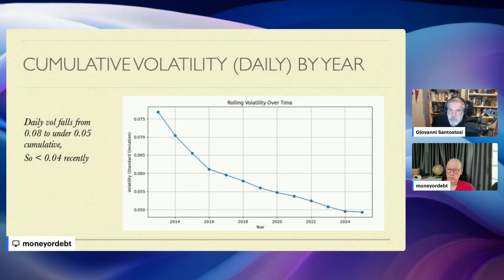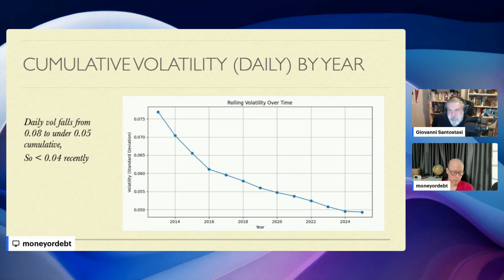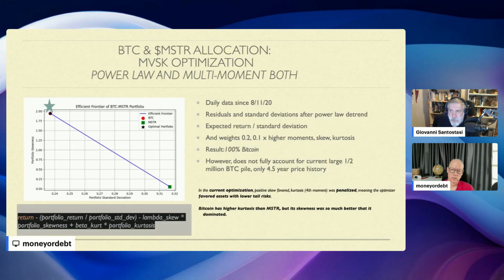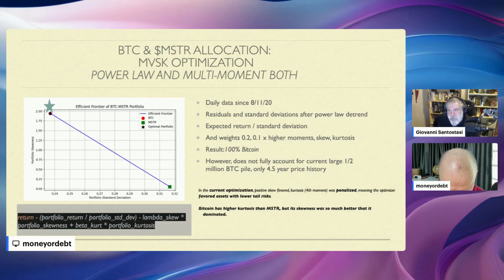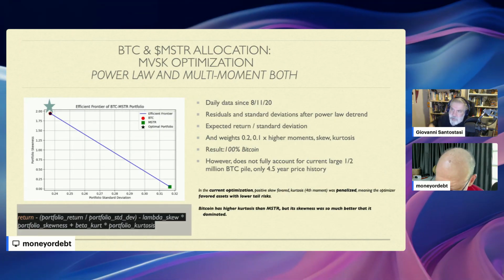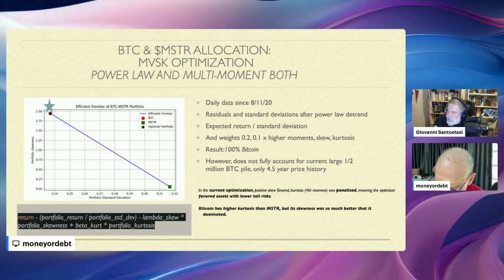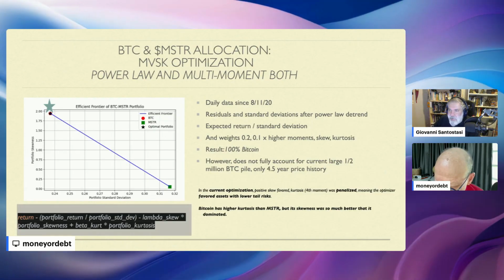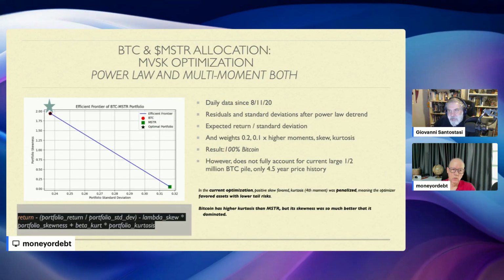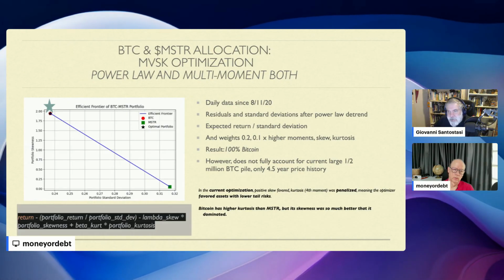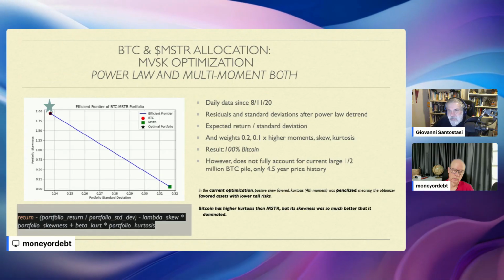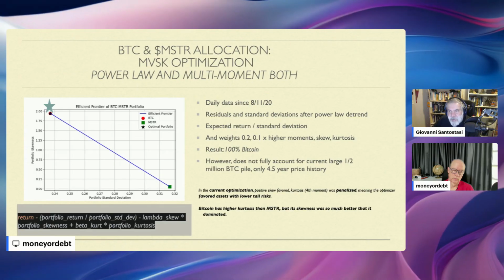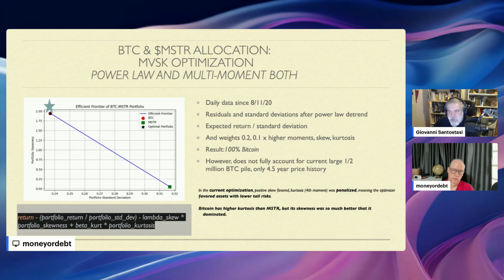Now, another thing that is worth noting: does MicroStrategy beat one-to-one with Bitcoin always, or is there a chance that there is some different behavior? Also, because MicroStrategy is traded only five days a week, how do you account for that?